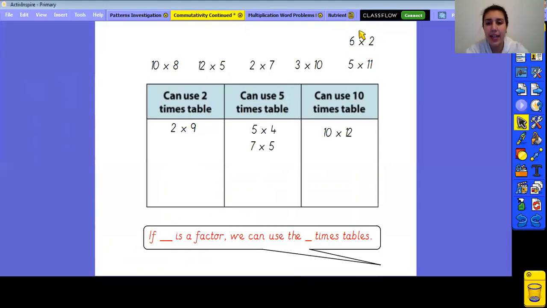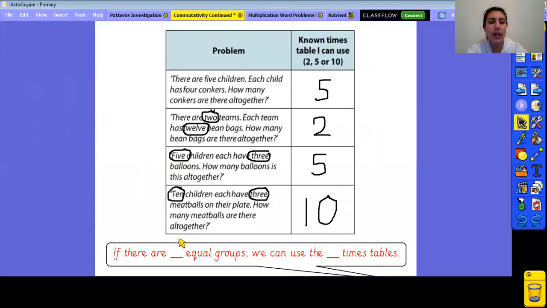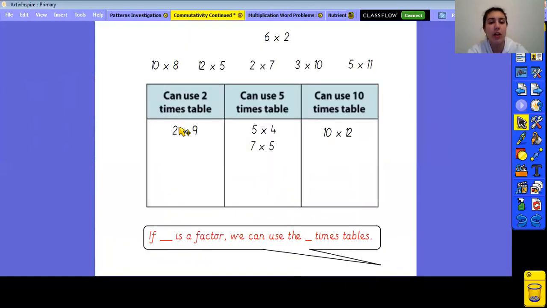So 6 times 2. Well, what I'm noticing is that if 2 is a factor, then I can use my 2 times tables. And it doesn't matter whether I've got 2 equal groups, because like we worked out here, even when I've got 2 equal groups, I can still use the 2 times tables. Or if I've got groups of 2, I can use the 2 times tables. So if 2 is a factor, I can use my 2 times table regardless of which position it is in. So this actually has 2 as a factor. So then I could use my 2 times tables to help me solve that.